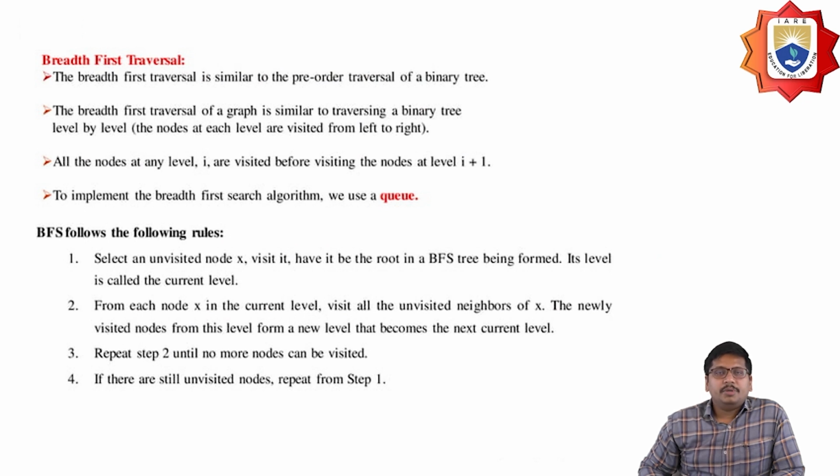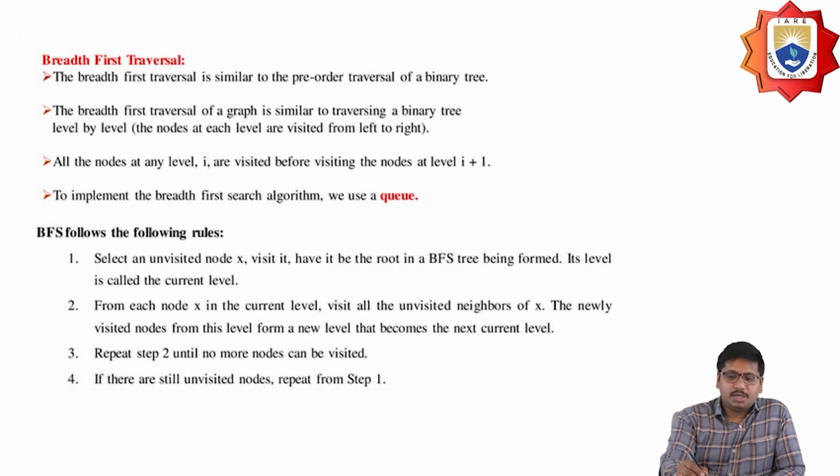And now we're going to have the breadth first search. Breadth first search is almost similar to the level order traversal of the binary tree. So the breadth first search of a graph is similar to traversing the binary tree level by level. That means visiting all the nodes at each level from left to right, before the nodes at level i+1. To implement the breadth first search, we are going to use the queue data structure.